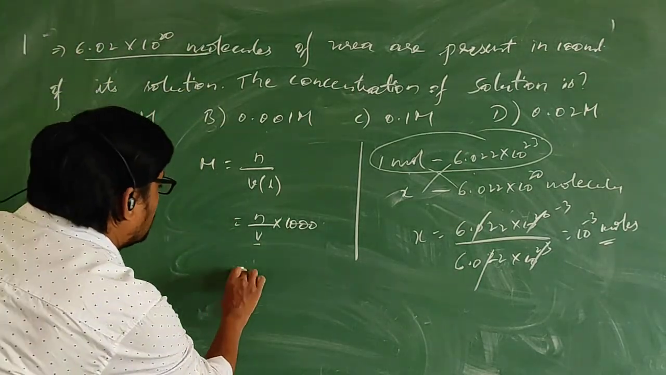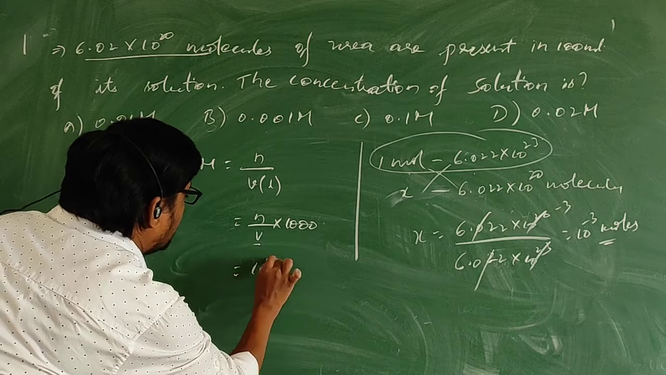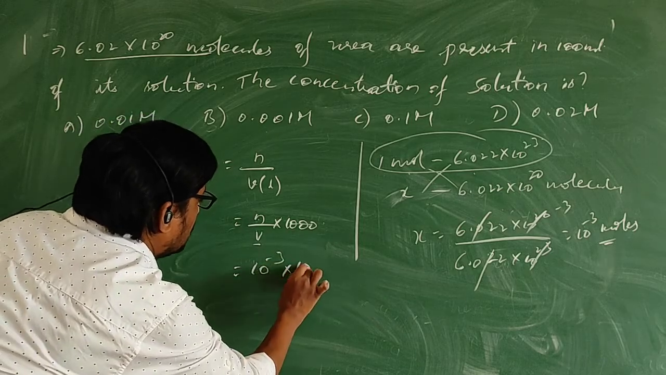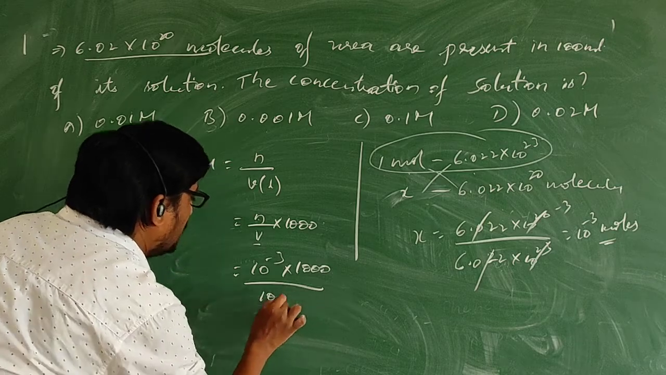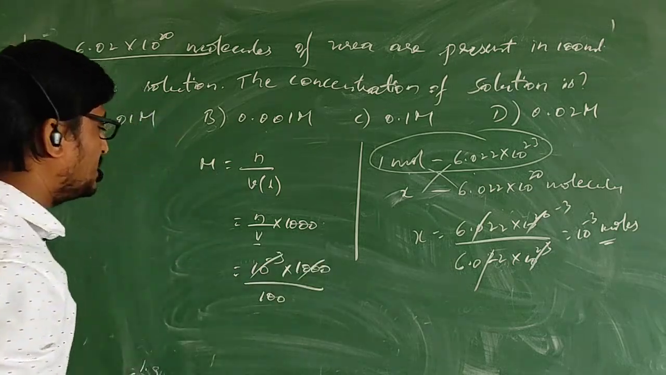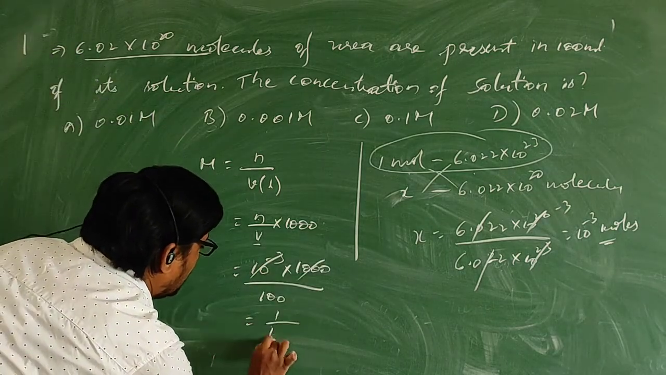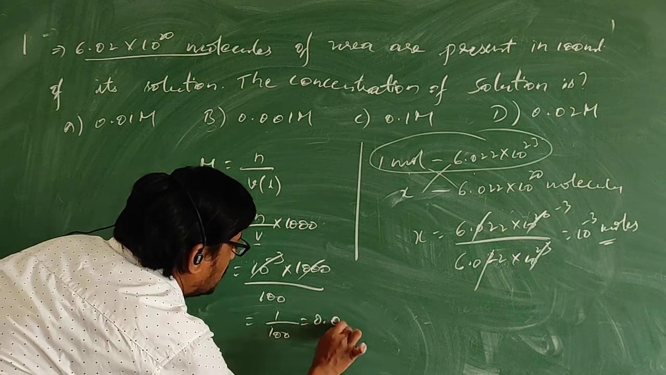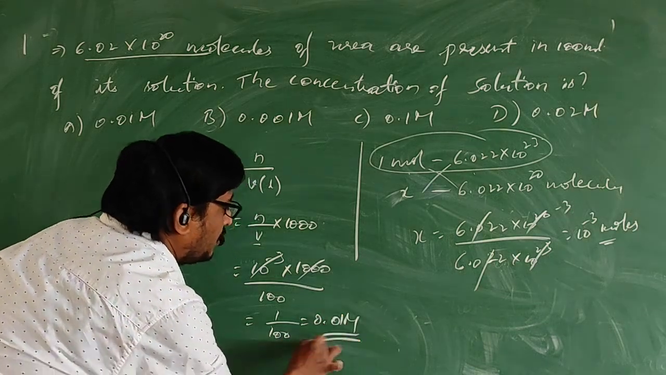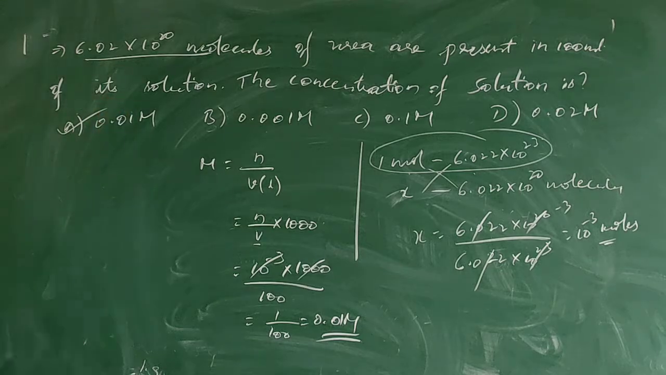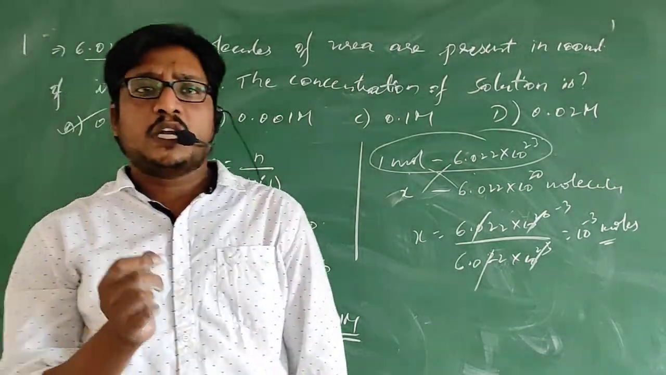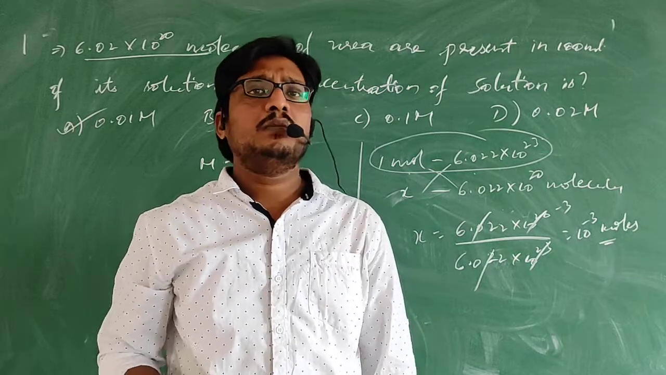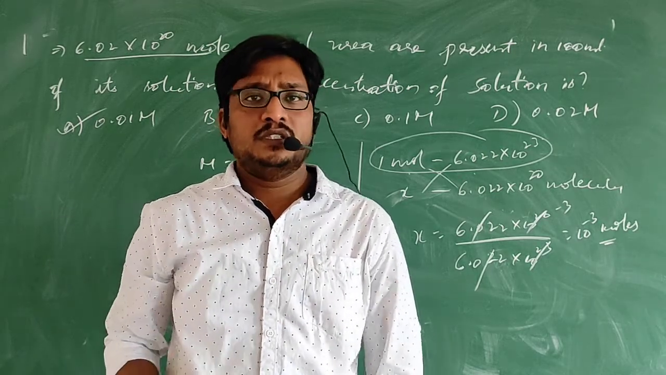So this is equal to number of moles, 10 to the power minus 3, into 1000 by what is the volume of the solution? 100. So this gets cancelled. Is that right? So which is nothing but 1 by 100, which is nothing but 0.01. So this is our answer. Simple questions. If you see these things, you need to be thorough with the basics. If you are thorough with the basics, you will play with these questions.